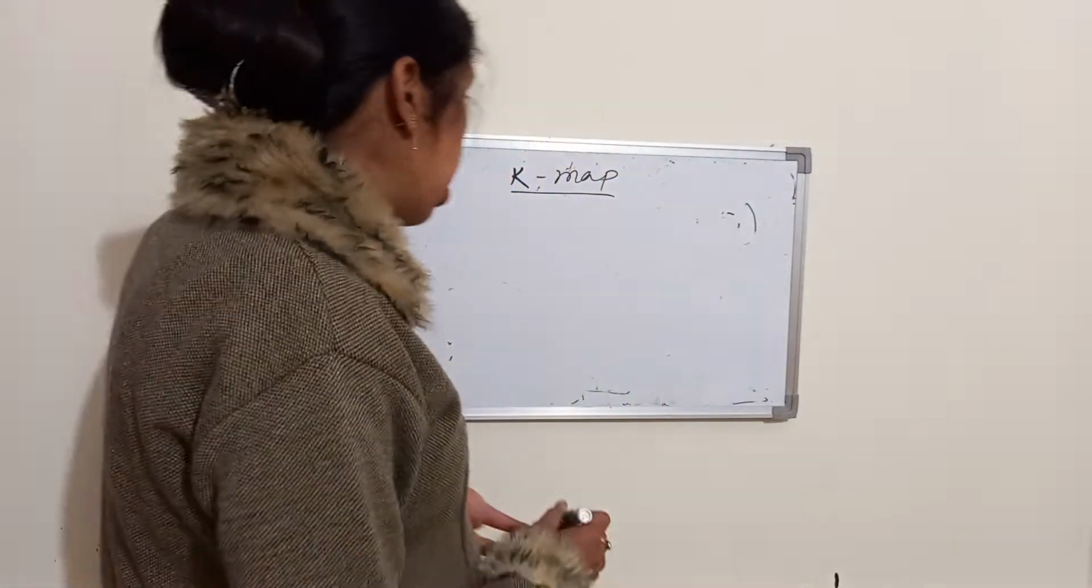Hello friends, last class I discussed the K-map for the min term, or K-map for the sum of product. So in digital electronics, in Boolean expressions, there are two terms: one is the sum of product and another is the product of sum. This thing I have already discussed.